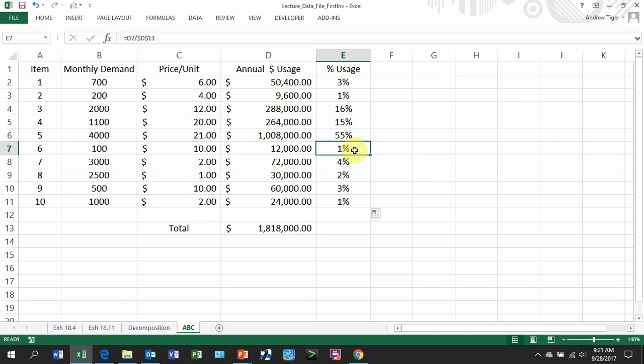This one, not so much. I don't use it very much, even though it's kind of expensive. This one, not so much. I use it a lot, but it's cheap. So this is the most important one.